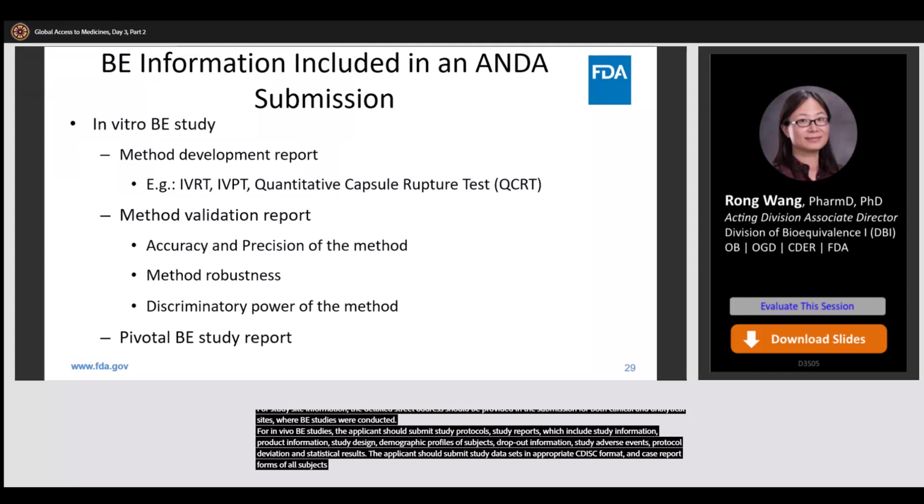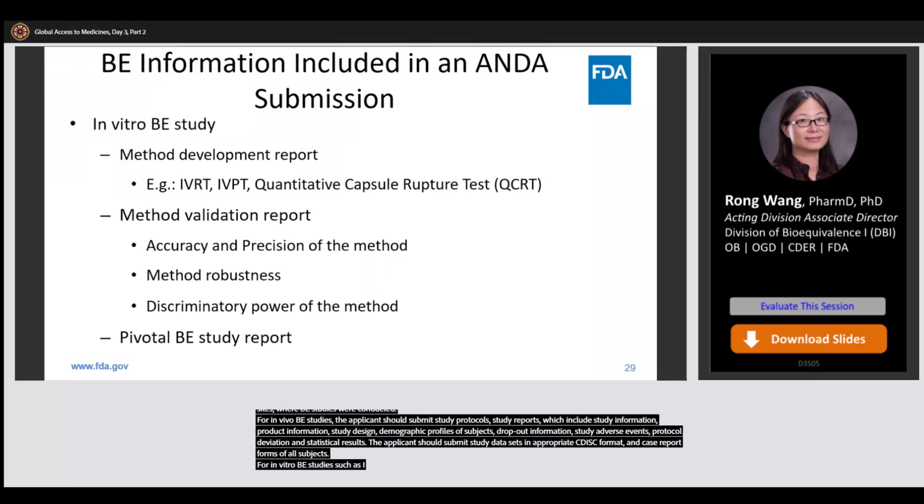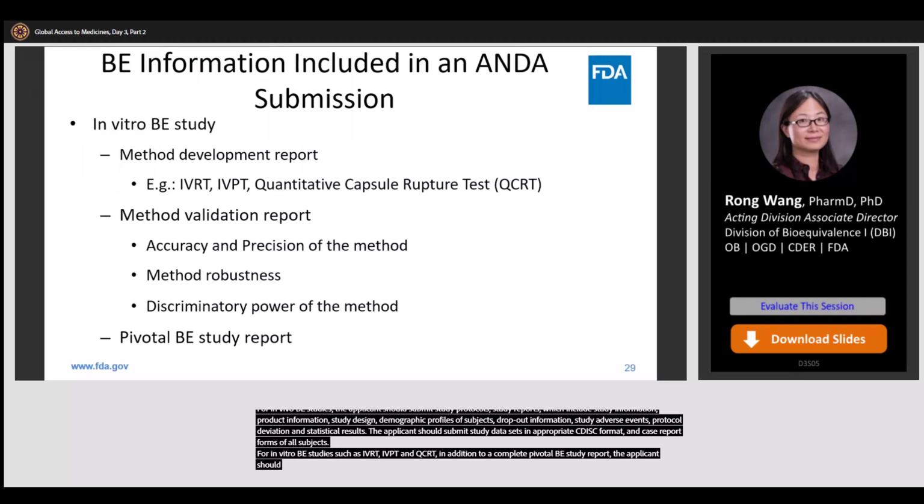For in vitro BE studies such as IVRT, IVPT, and QCRT, in addition to a complete pivotal BE study report, the applicant should provide a comprehensive method development report and a complete method validation report to support their selected method.